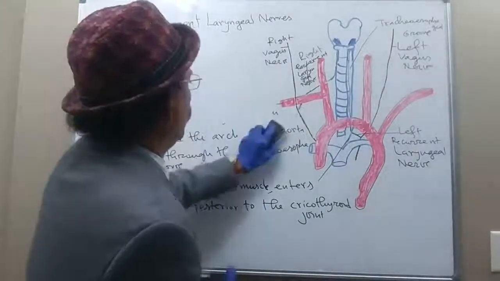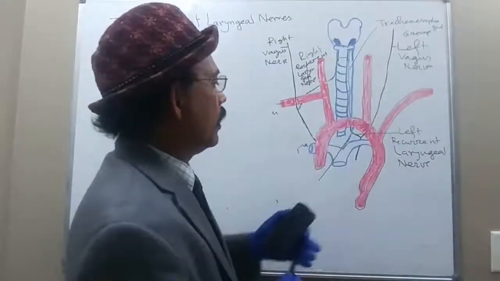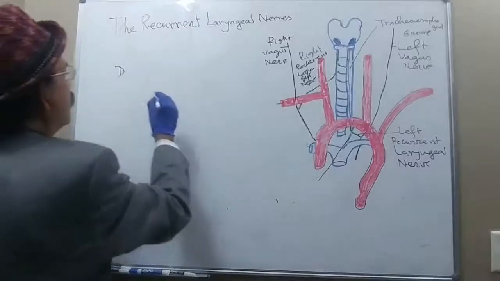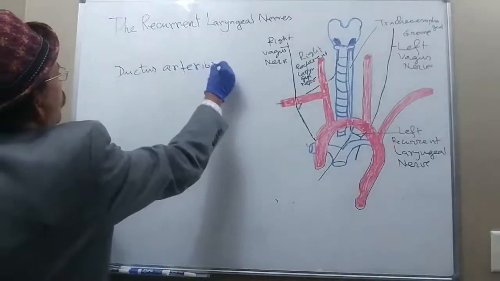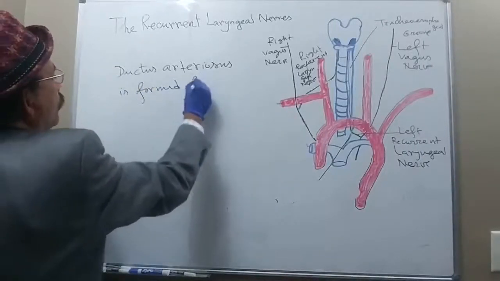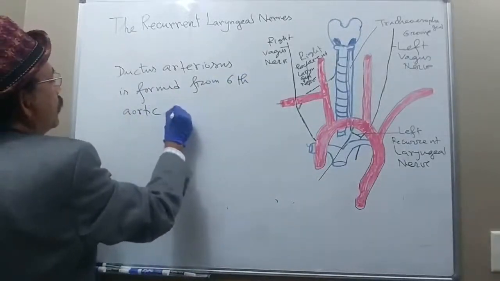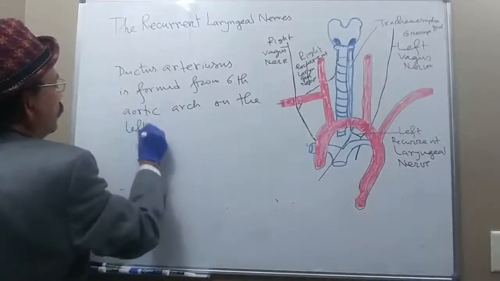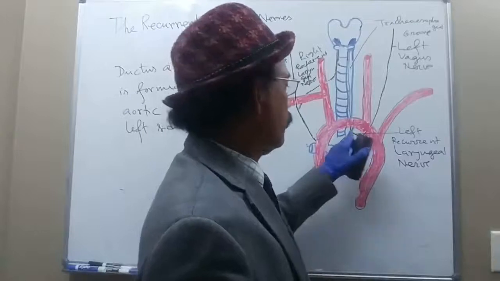Why does this happen? It happens because here we have the ductus arteriosus, which is formed from the distal part of the sixth aortic arch. This is on the left side, so that's why the nerve is turning around the ductus arteriosus.